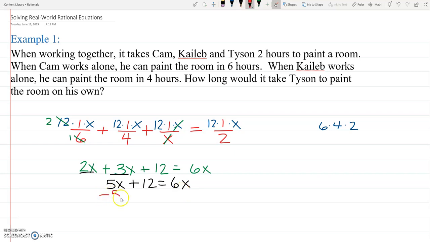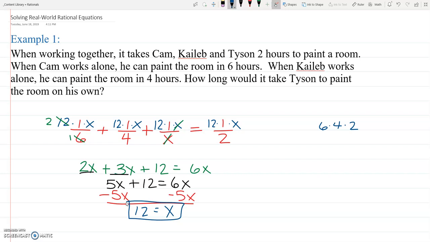I'm going to do minus 5x on both sides. So I've got 12 equals 6x minus 5x is 1x, which is the same thing as x. So I get an answer of x equals 12. Is that right? Yes. All right, so what does that mean in English? Remember, we're talking about a room and paint. What does that mean in English?